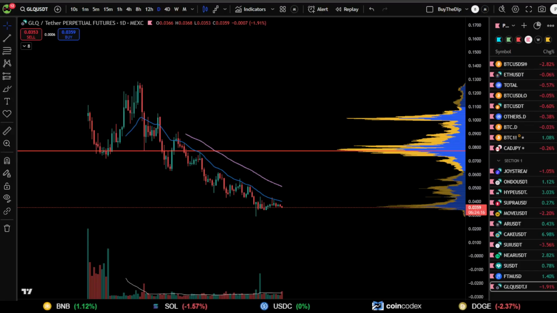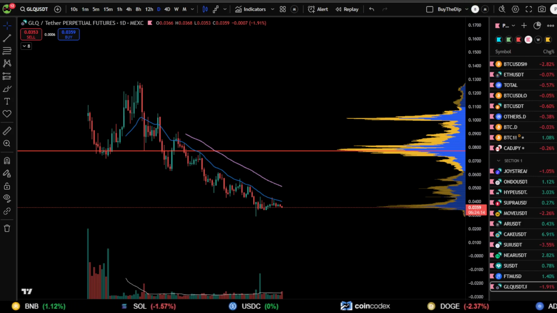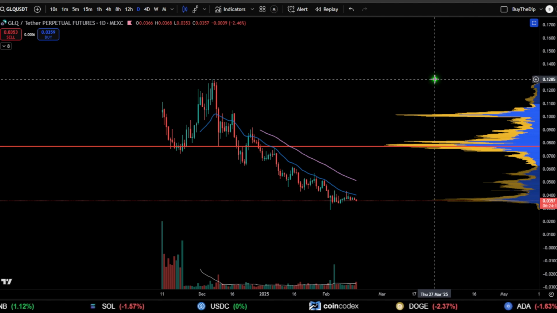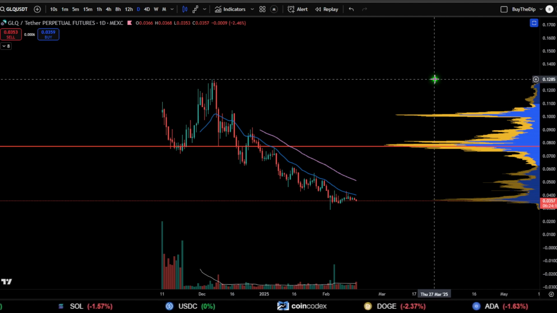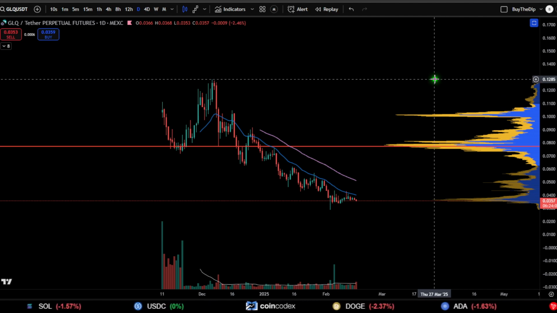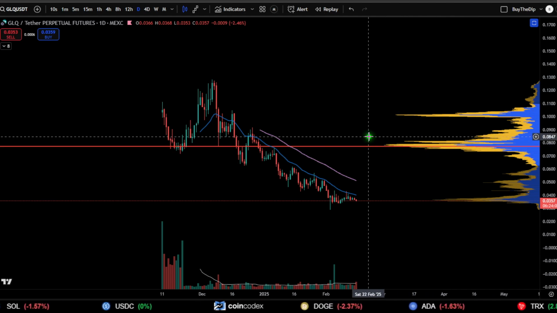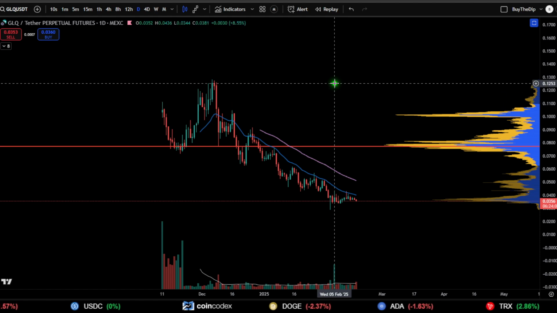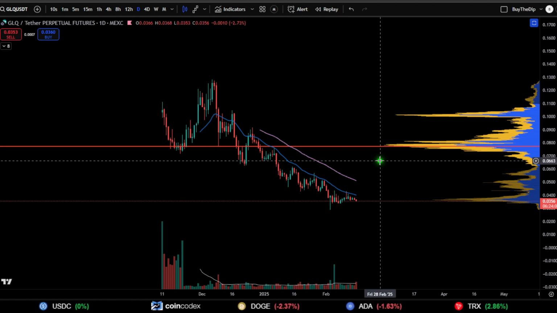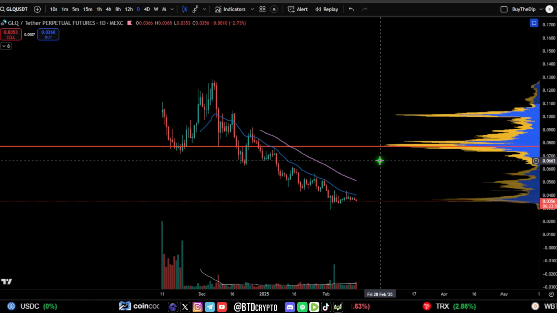What's going on here with this price action? Well, in the last little while, we have been seeing that the price has been falling, and that's not just exclusive to GLQ. In fact, it's across the market. The entire market is looking a little bit bearish here, and we're looking for bottoms. We're looking for opportunities to see reversals, to see an altcoin season, all that good stuff. Let's take a look at this in a little bit more detail.